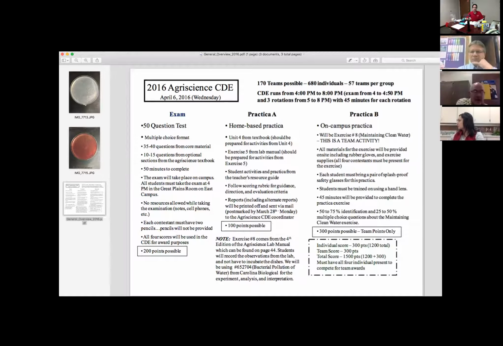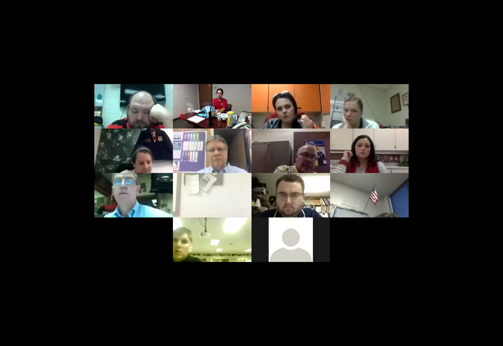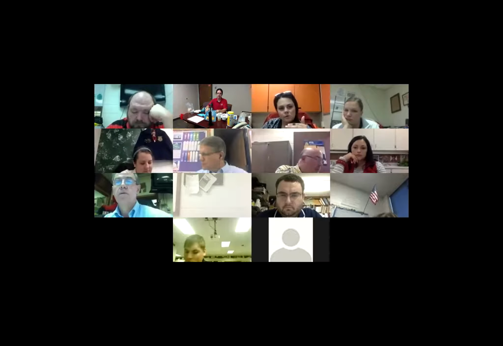Another item that you want to use to help prepare your students is the lab manual that goes along with that same book. It's the 4th edition Agriscience lab manual. Put it underneath the camera there, which we're going to try to display here. Have it face you, and then that won't be the right way up.